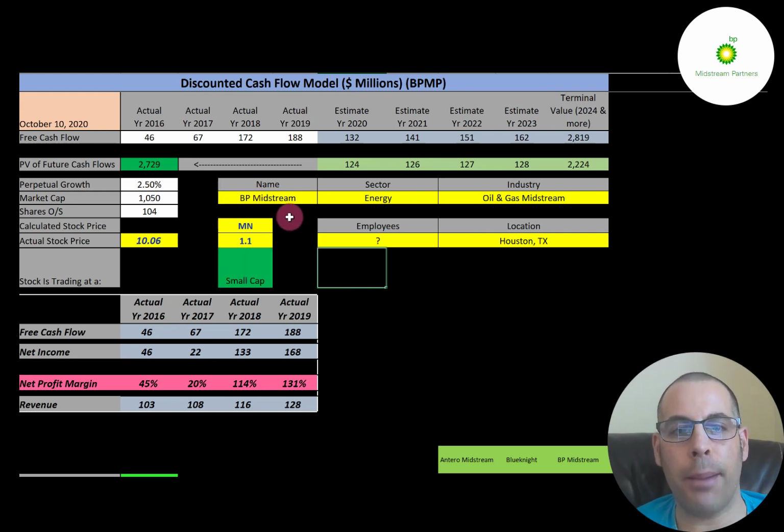This company has a market cap of $1.1 billion, so they're a small cap company. They're trading at $10 a share. And to get the shares outstanding, market cap divided by stock price gives you shares outstanding, 104 million.